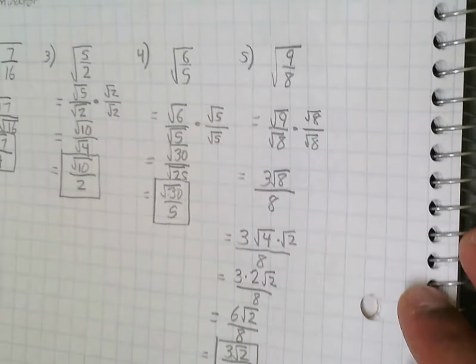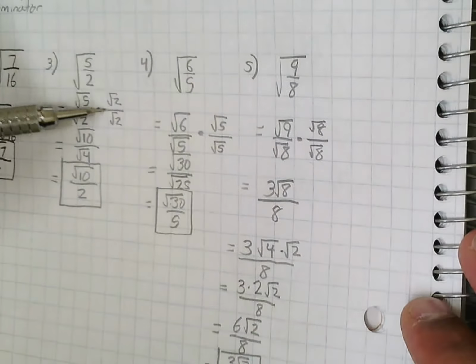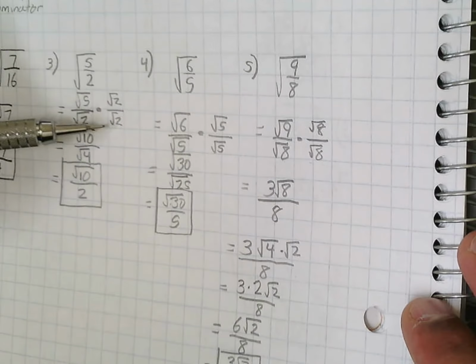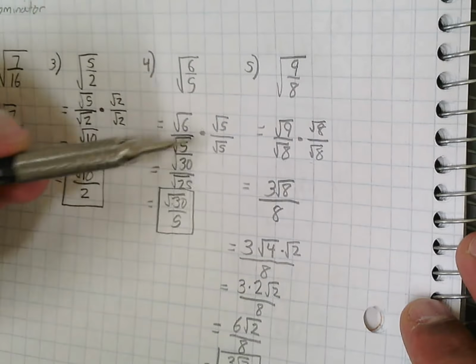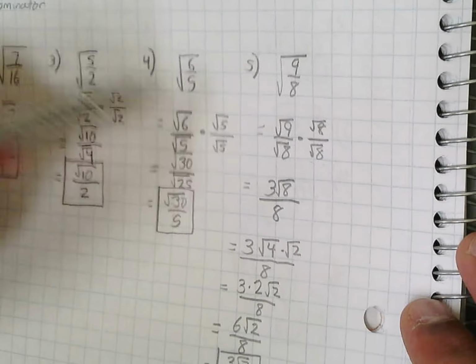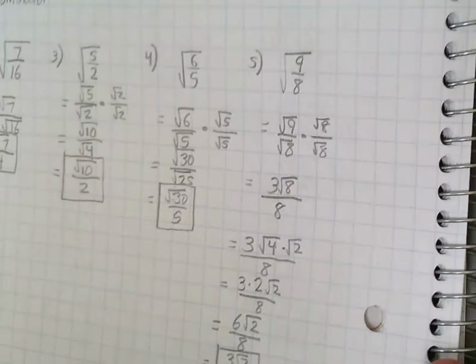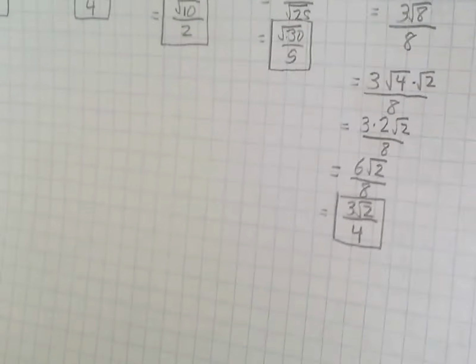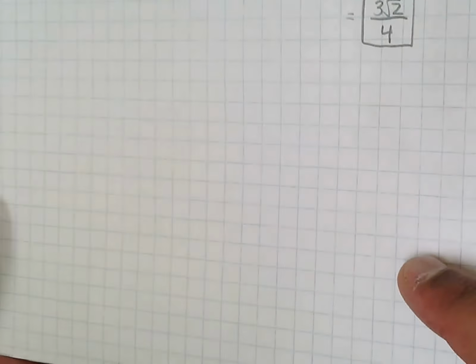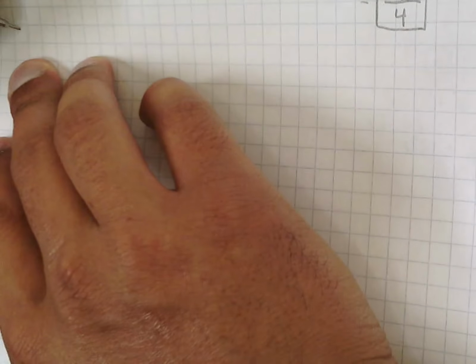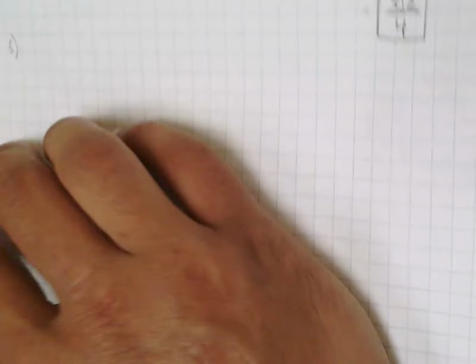So just to recap, to rationalize the denominator, we multiply by the denominator over the denominator. And again, square root of 8, so I need to multiply by square root of 8 over square root of 8. Okay, so that's one type of rationalization that we're going to need to do. Let's look here at another type of problem. So number 6 here.